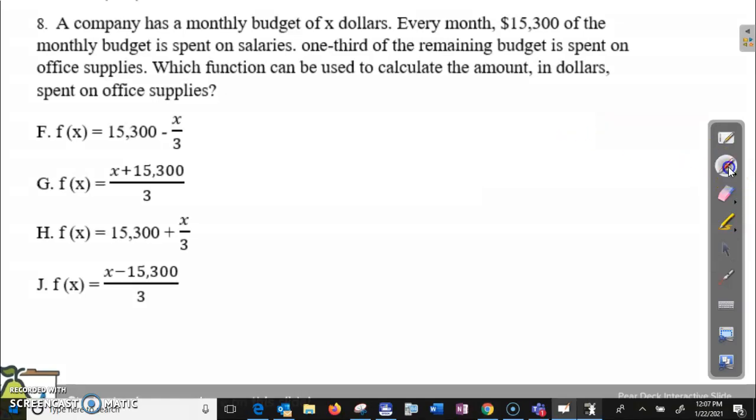So, first thing, the first word is spent. That means subtraction. So, you know you're going to spend 15,300. And then we don't know how much the monthly budget is, right? So that's X. And we know we're subtracting it from that. And then 1/3, simple. 1/3, that's 1 over 3. You already got your numerator on top. So the bottom is your denominator. Your answer, J. This one, like I said, guys, cliche as it sounds, the answer is in here. Just got to make sure you read it carefully.